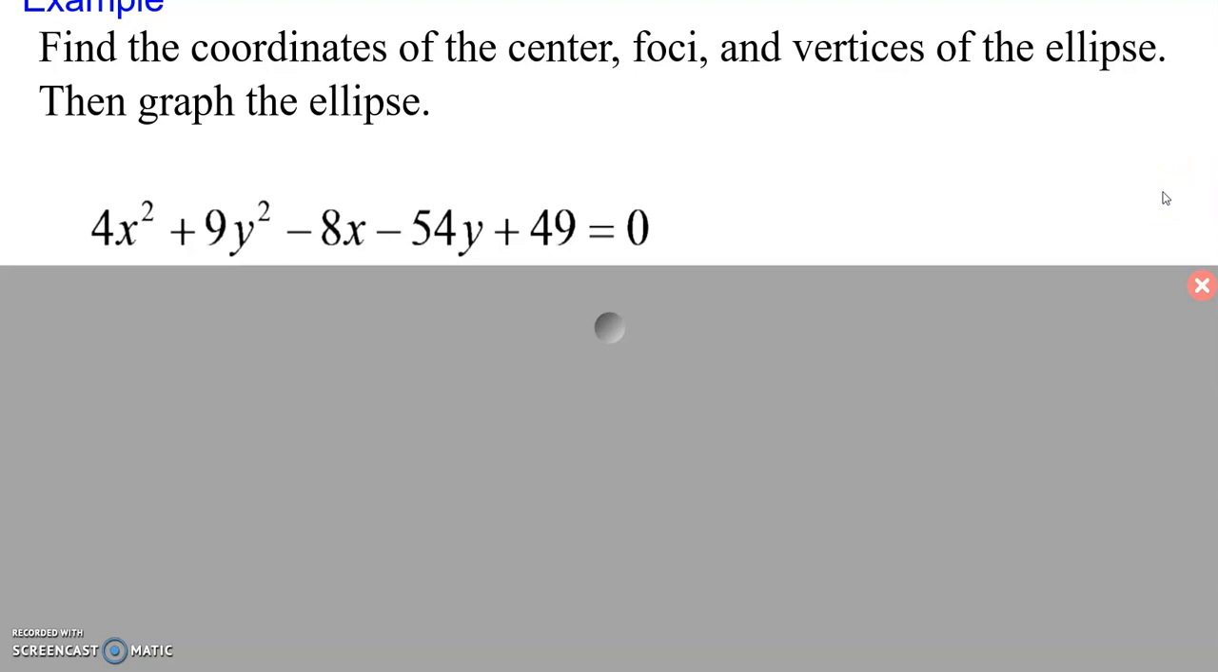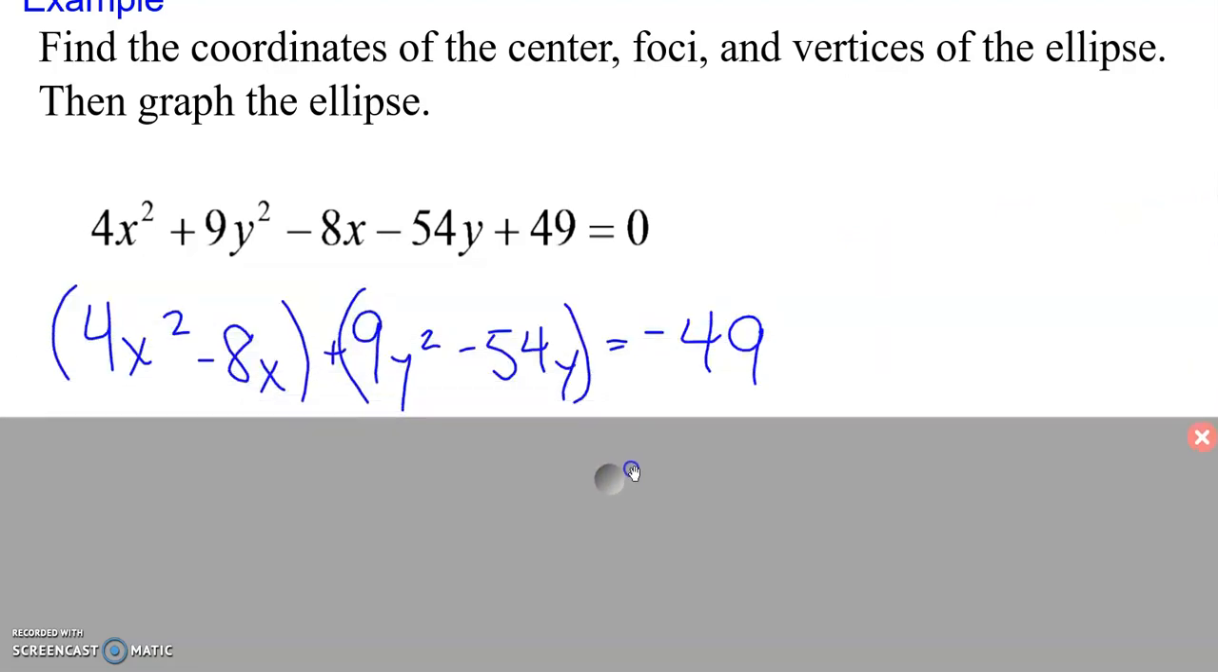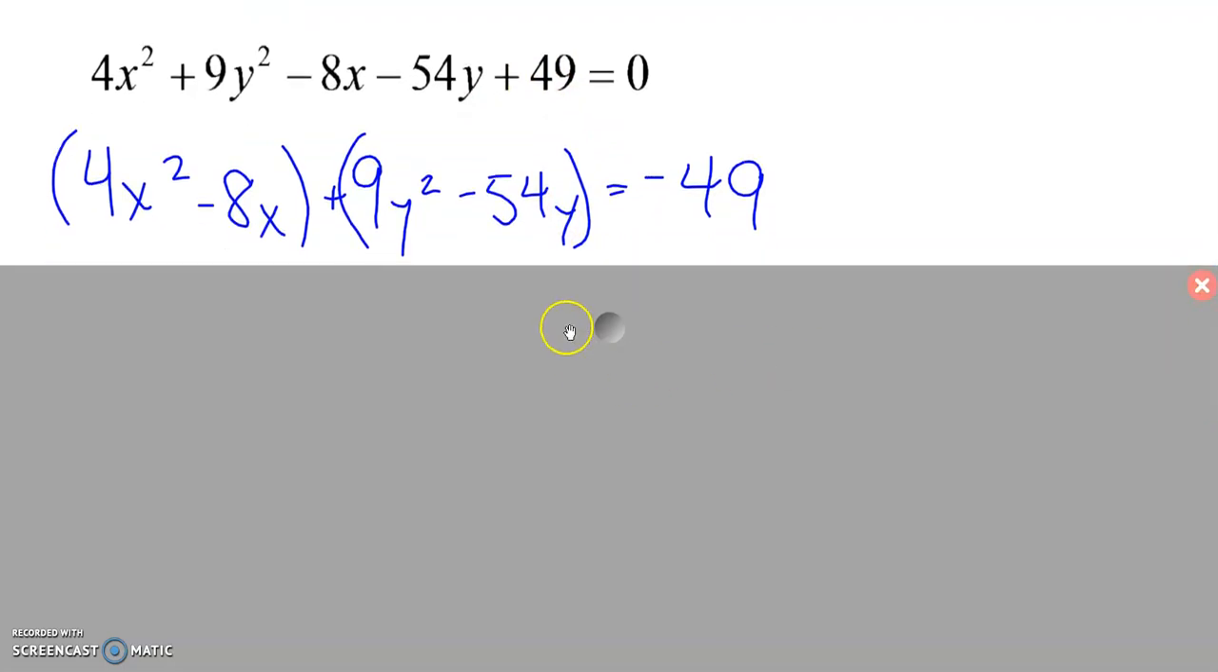Now, if you remember back to how we did this for circles, we're going to use a similar method, and that is we're going to complete the square twice, once for x and once for y. So what I'm going to do here is group my x terms together. So I'll write 4x squared next to minus 8x, and then I'll group my y terms together, and then I'll move that 49 to the other side by subtracting 49.